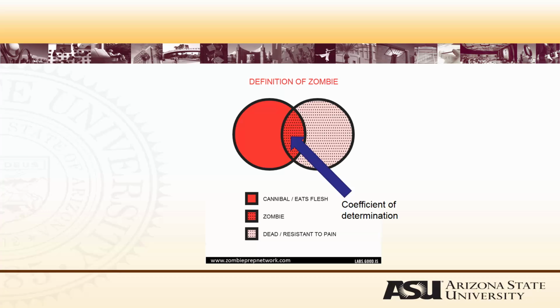So here we have the coefficient of determination depending on zombies and flesh-eating cannibals. We can see that in the center there, someone who's both a cannibal and resistant to pain would be a zombie. And that's that shared area there. The coefficient of determination is the red shaded area, and the coefficient of alienation is the pink shaded area.